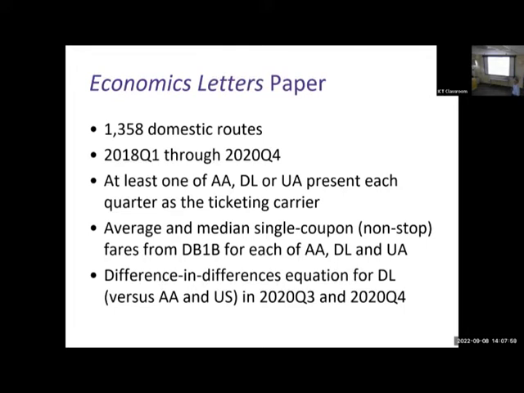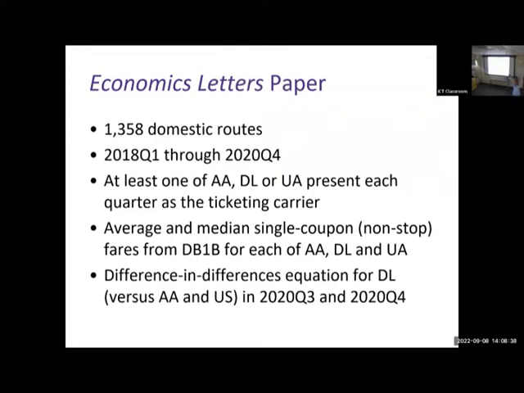So the very first paper, which I'm going to breeze through to get to the more detailed one, took a sample of about 1,400 domestic routes, where at least one of American, Delta, or United had to be present on each route. Then we tried to look at whether the average fare was higher on the routes that Delta was serving, during the period they differed from American and United, relative to routes where Delta was not present. So we had a kind of natural experiment here.